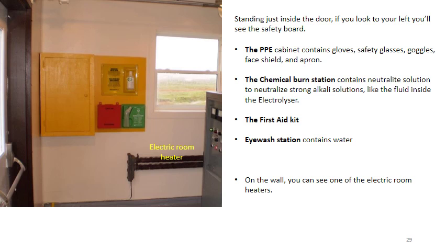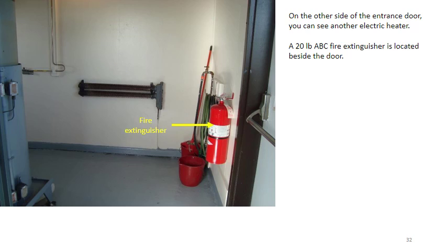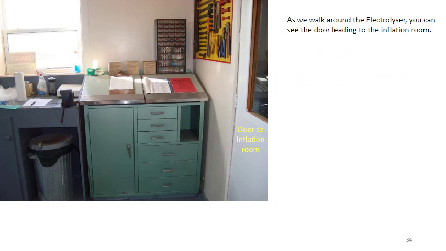On the wall, you can see one of the electric room heaters. On the other side of the entrance door, you can see another electric heater, a 20-pound ABC fire extinguisher right beside the door, and a water hose and a mop and bucket. As you walk around the electrolyzer, you can see the door leading to the inflation room.